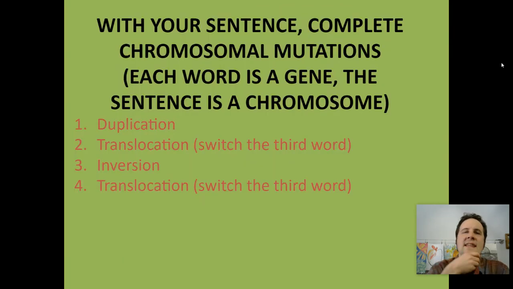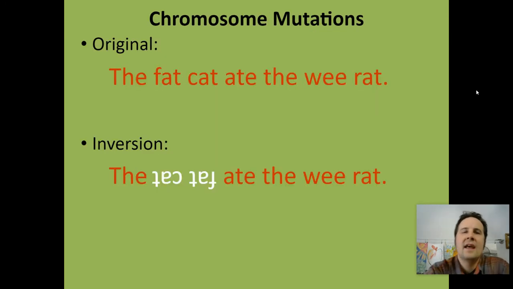So now I want you to take that same sentence from before, the fat cat ate the wee rat, that was mine, and I want you to just practice doing a duplication, do a translocation with another sentence, do an inversion, do another translocation because, double or nothing. Here's what I have. The fat cat ate the wee rat. That was my original one.